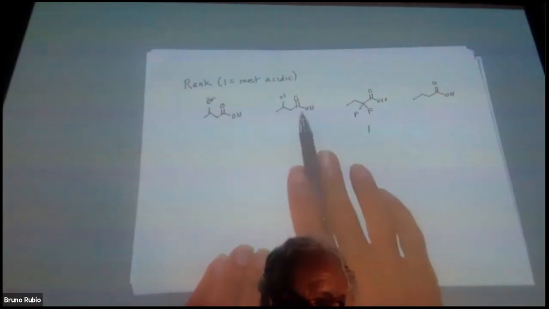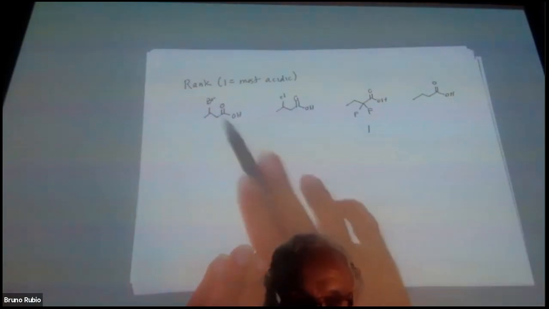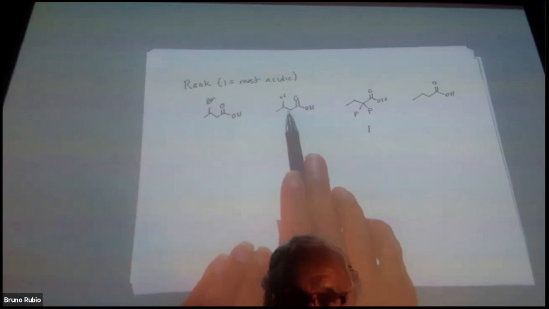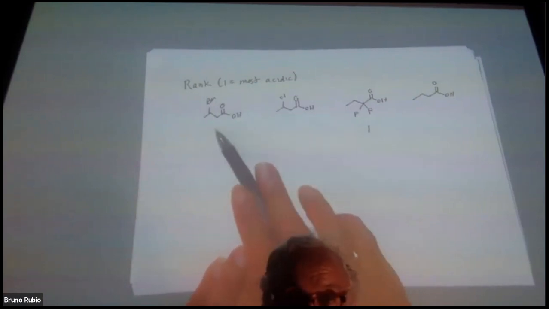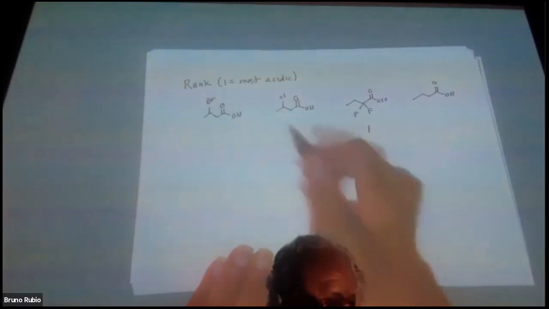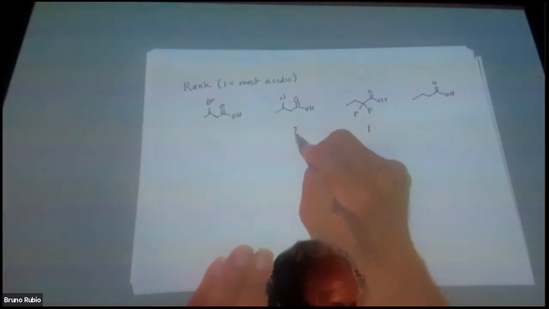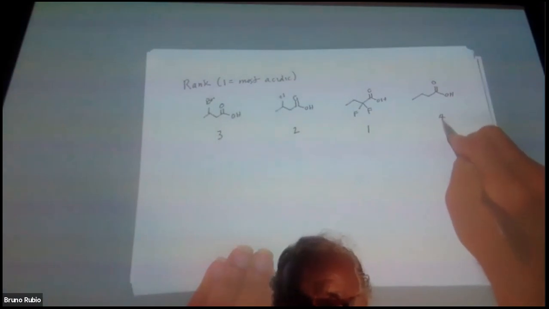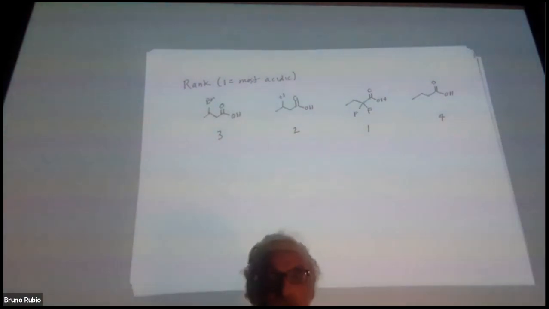Okay, of the remaining guys, this halogen and this halogen are equally far from the carboxylic acid proton, but we know that chlorine is more electronegative than bromine, so this guy is going to be more acidic than this one, and this guy doesn't have any electron withdrawing group, so that would be our standard of comparison.